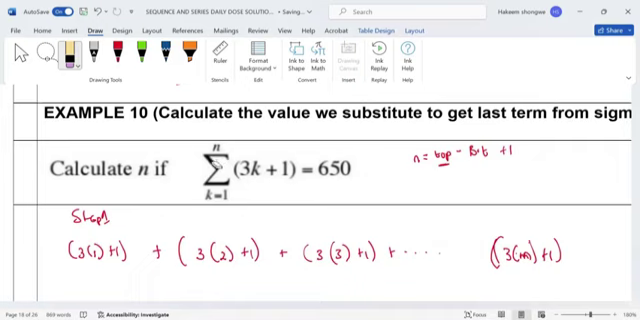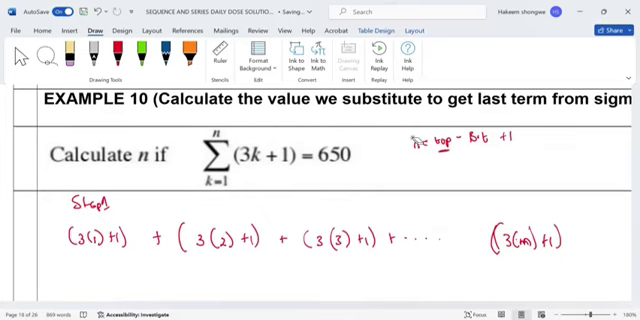Does it make sense? So let's do it exactly the way it is. Okay, so here's what we have.